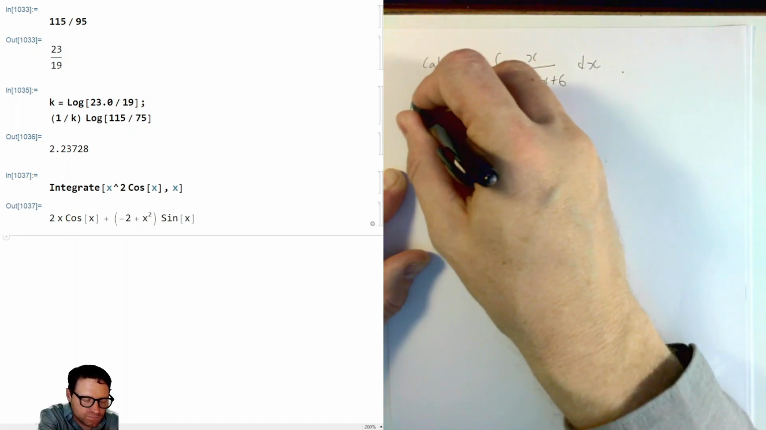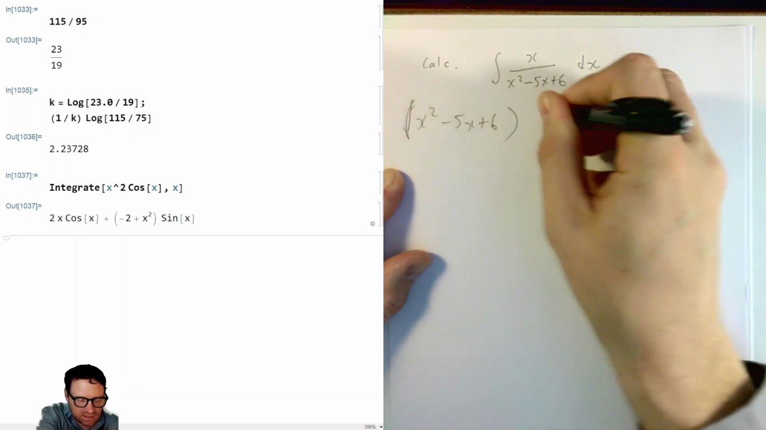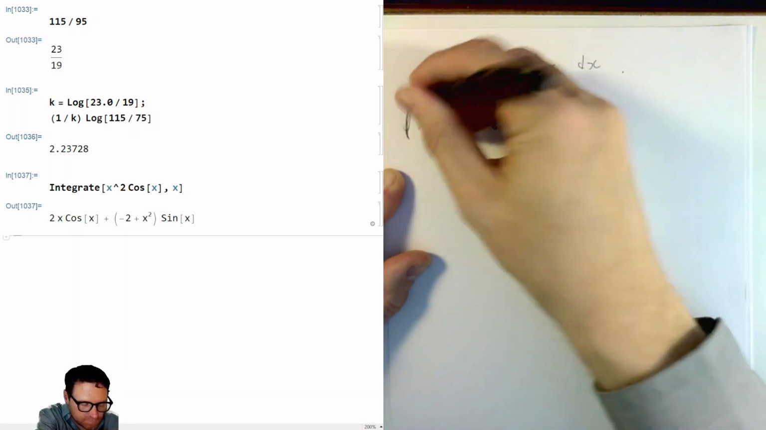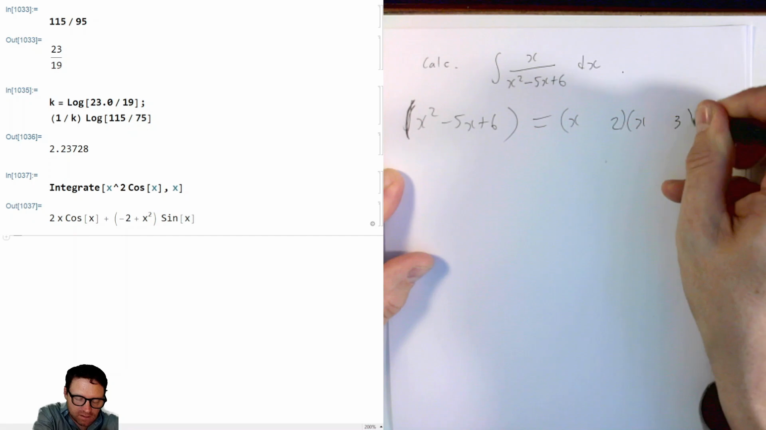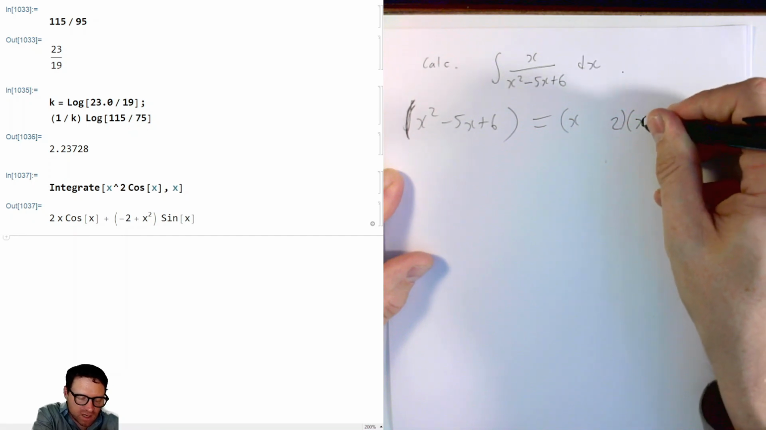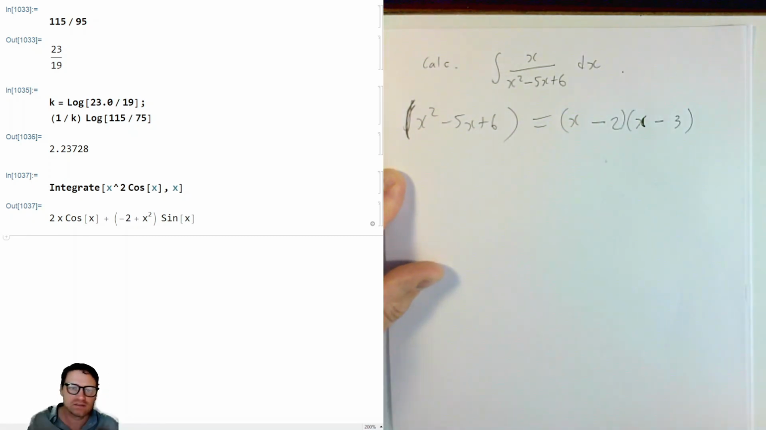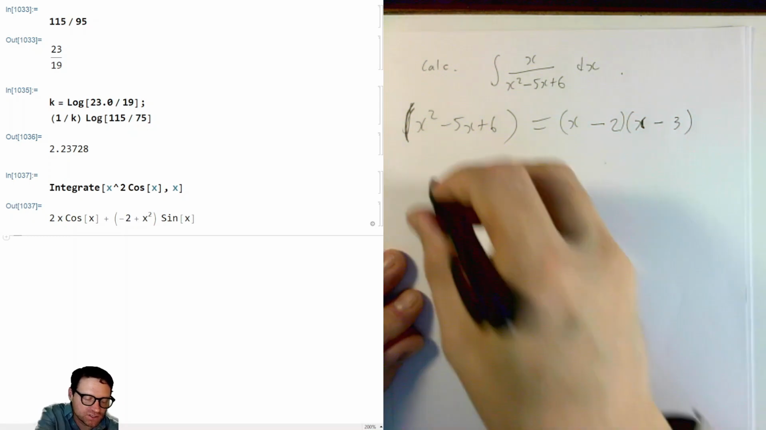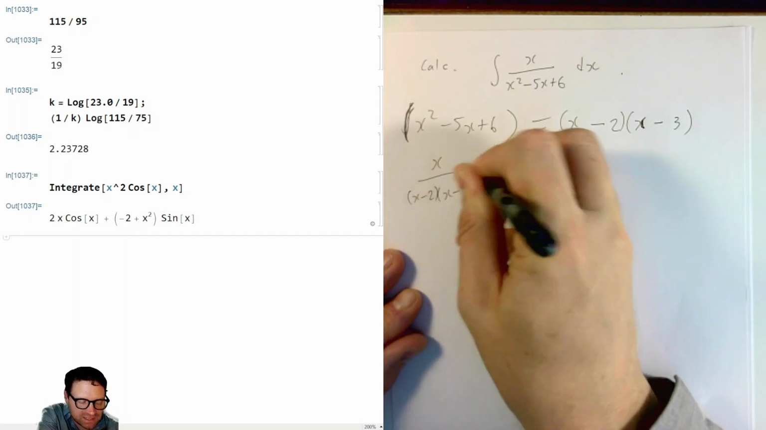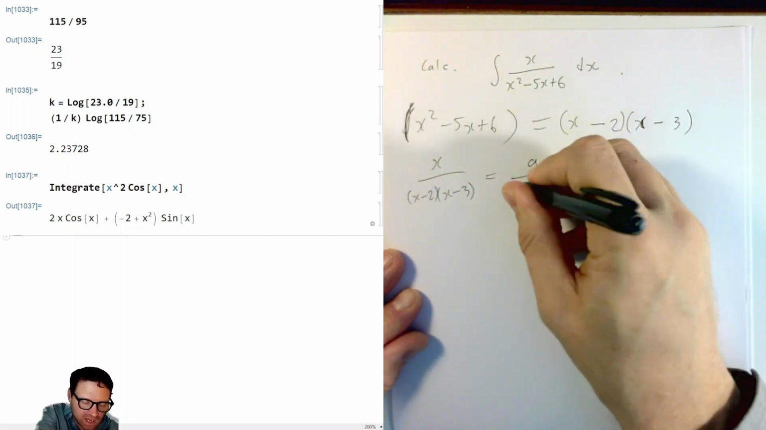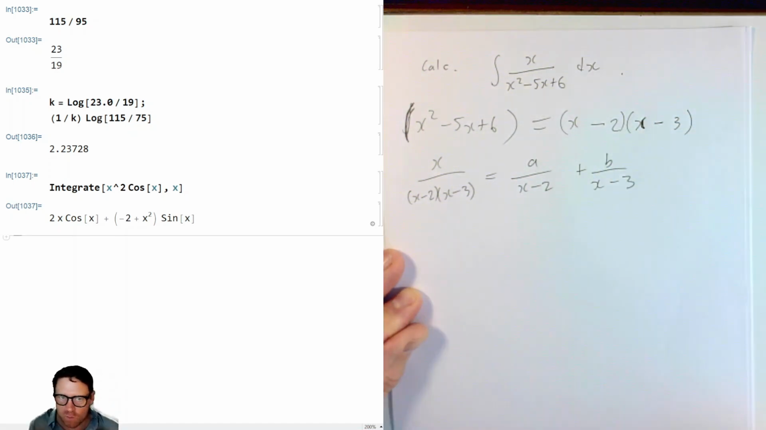Okay, so let's just say x squared minus 5x plus 6 factorizes as x with 2, x with 3. 6 is 2 times 3, and the sum of those is 5. So I want minus on both of these so that the sum gives me minus 5x. Okay, and so now what I want to do is say x over (x minus 2)(x minus 3) is equal to a over x minus 2 plus b over x minus 3. And I've got to work out what the a and the b are.